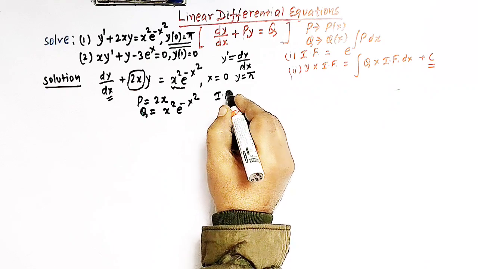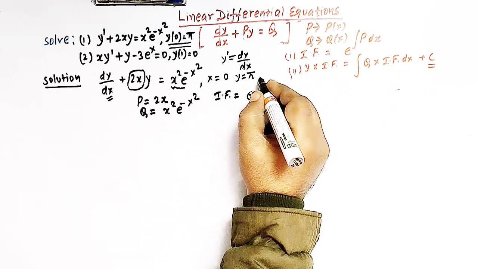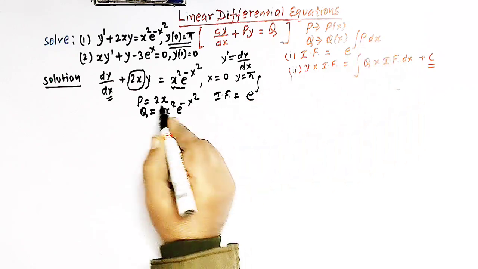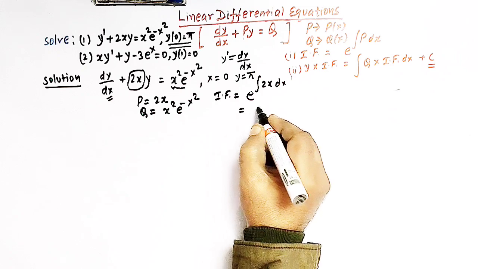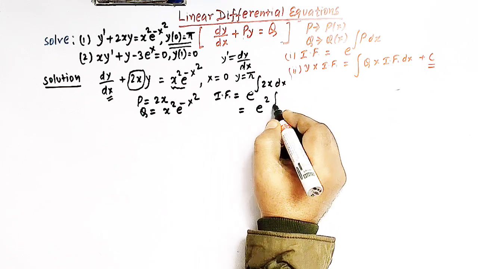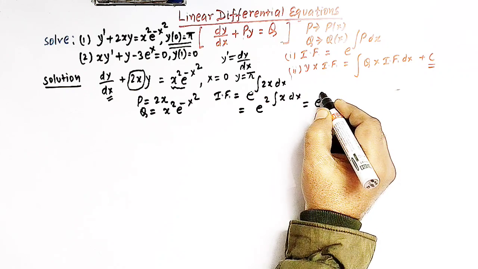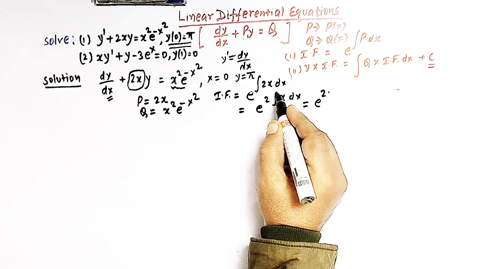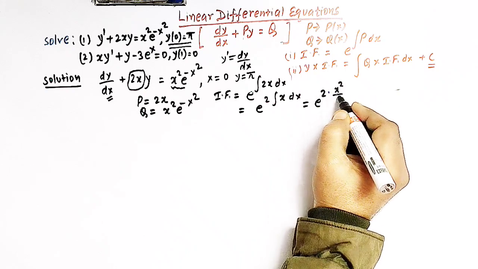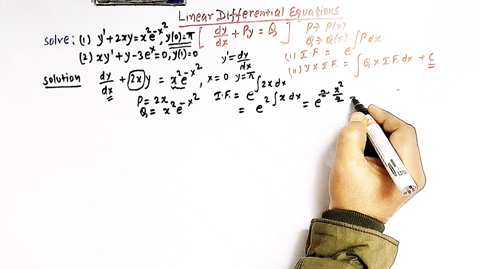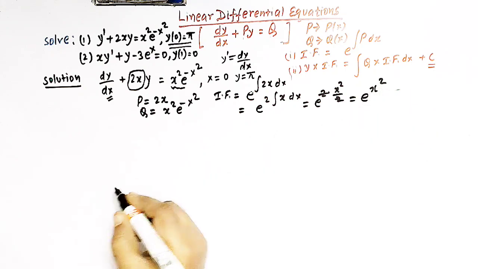So the integrating factor of this linear differential equation is given by e raised to integral p dx. So p is 2x, and we can now write 2 times the integral x dx. So the integral of x is x square over 2. 2 and 2 get cancelled, and here we have simply e raised to x square, right?